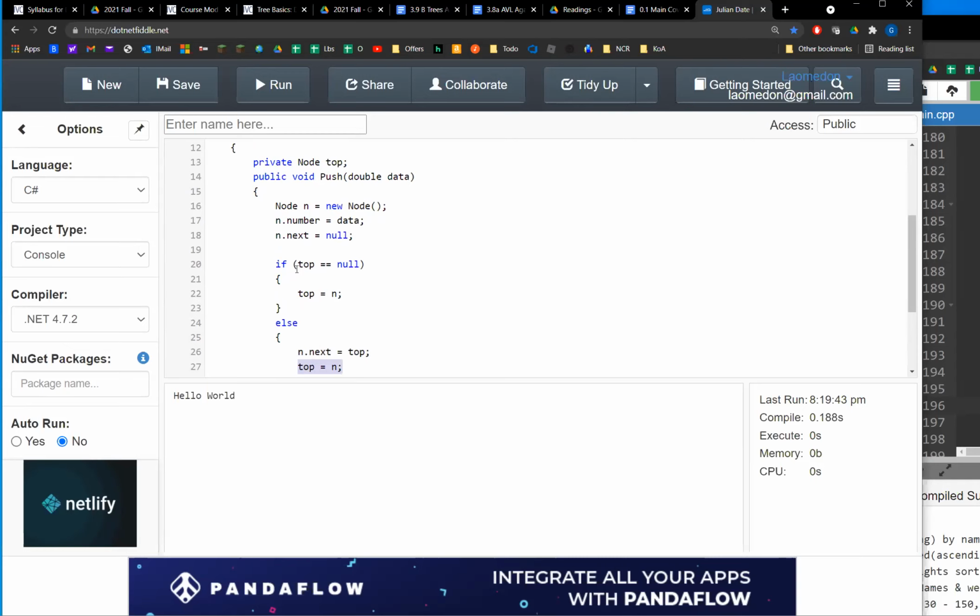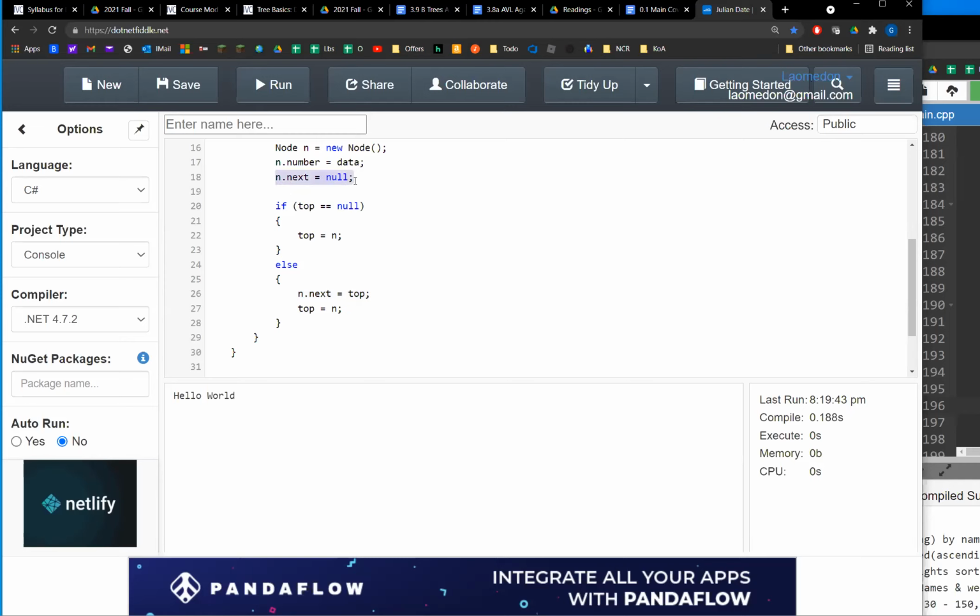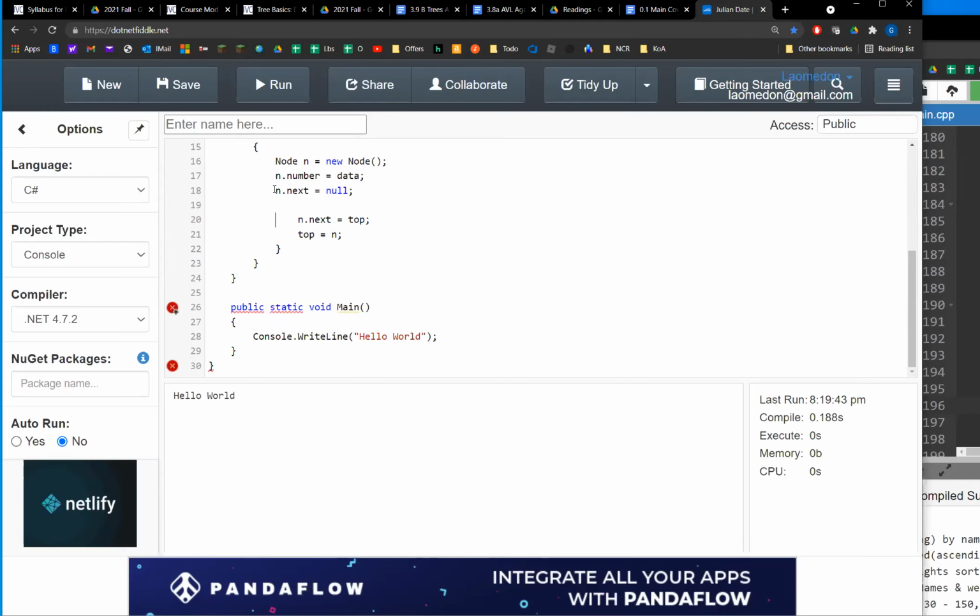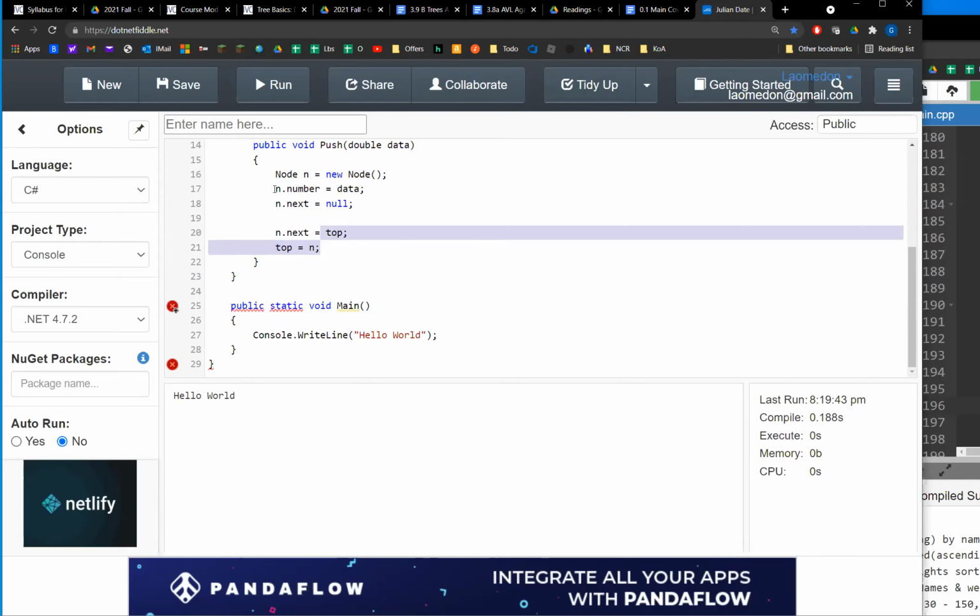Right, so if this were true, if the top were null, and we went ahead and did this, n next equals top, the top's null. So we're just redoing what we previously did. We're saying n next equals null. So this line of code doesn't really even care if the top were null or not null. So we can go ahead and simplify all this and get rid of that, right? So we saw C++, same idea, different language. Carry on.